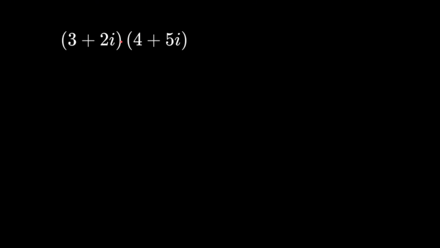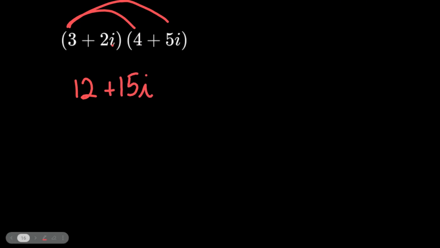We're going to FOIL two binomials. Now, when you FOIL, you have to do first, outer, inner, last. When we multiply 3 plus 2i times the quantity of 4 plus 5i, we take 3 times 4, which gives me 12. 3 times 5i gives me plus 15i. And then 2i times 4 is plus 8i.